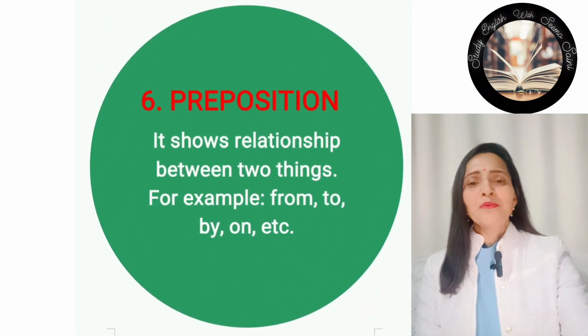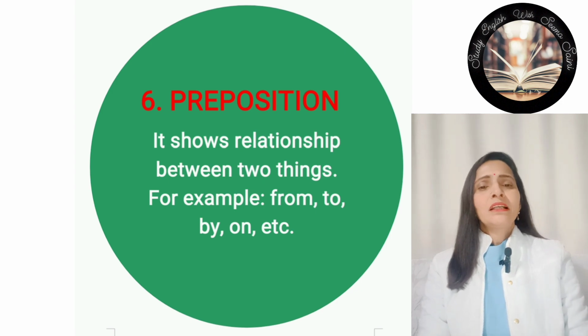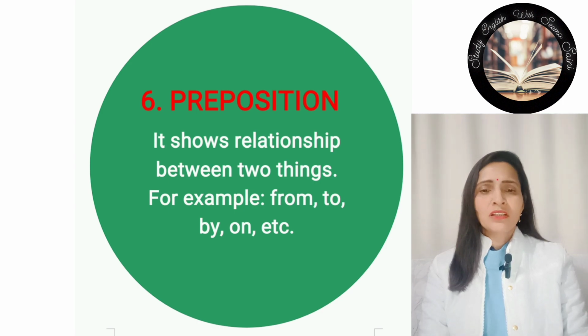So type 6, that is preposition. It shows the relationship between two things. जो two things के बीच में relationship बताता है, that is preposition. For example, from, to, by, on, etc.